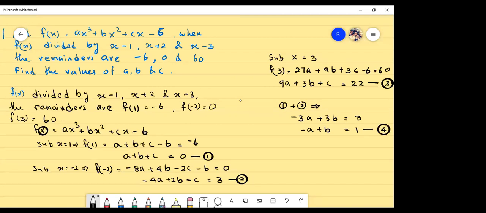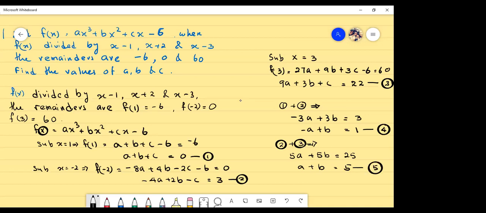And using 2 and 3, we need to build another one. 2 plus 3, because plus c and minus c cancel easily. Then 4a and a, 5a remain. 2b and 3b also 5b. c removed. 3 and 22 is 25. This can be divided by 5: a plus b equal 5 is the fifth one.